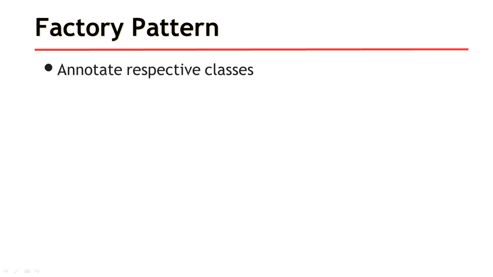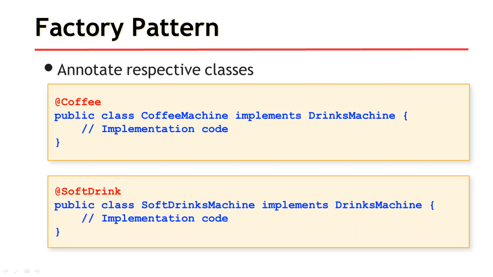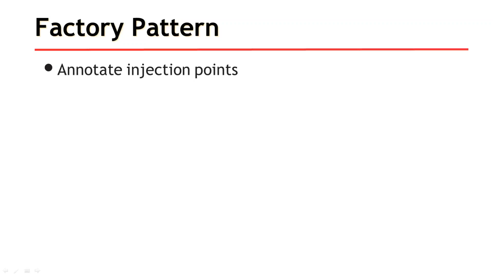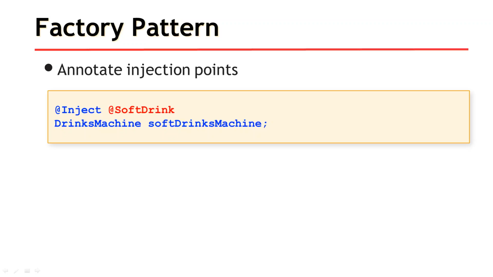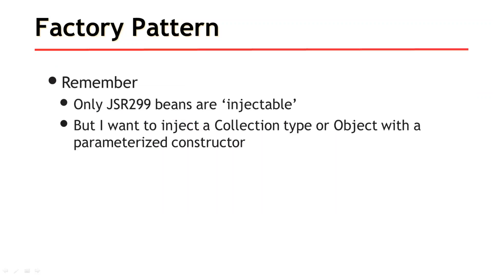So, two concrete implementations of the drinks machine interface are annotated appropriately. The coffee machine class is annotated @Coffee, while the soft drinks machine class is annotated @SoftDrink. Now you annotate the injection points. Use the qualifier soft drink to denote where you want the container to inject the soft drinks machine class, and the qualifier coffee where you want the container to inject the coffee machine. Now we have made it clear to the container where our concrete implementations should be injected, and deployment will succeed.